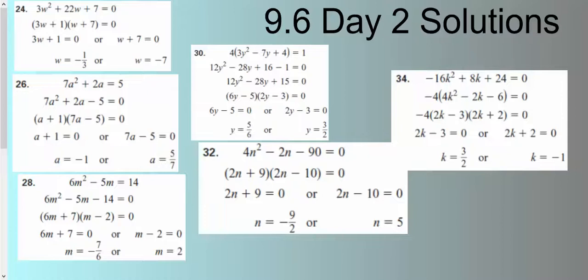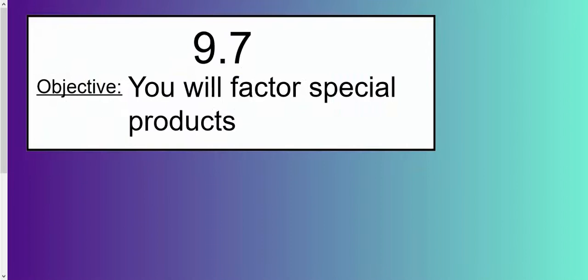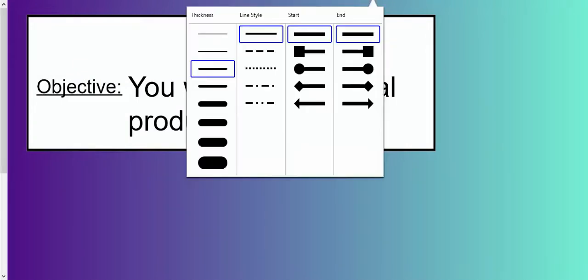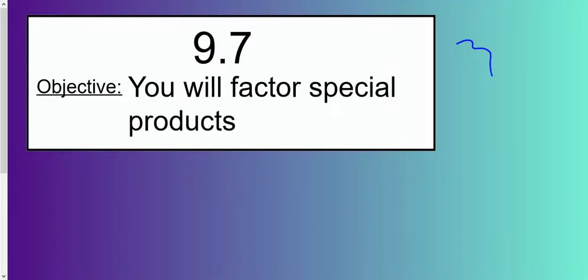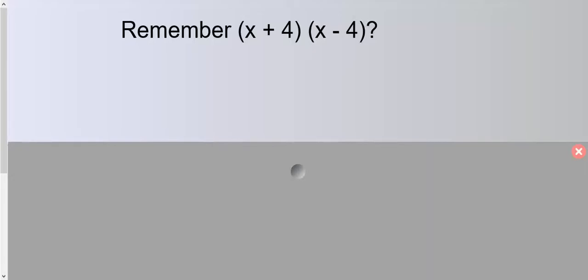I tried to keep the assignment a little bit lighter for you guys since the previous day was quite a bit of problems with factoring. So what we're going to be working on today is special products. Again, factoring. Only this time it's going to be easier. All of them are going to be nice and neat, and there's going to be patterns. I think you guys will like this.